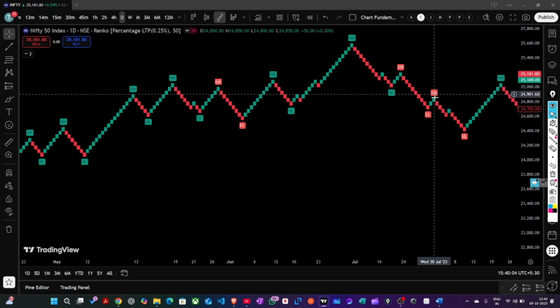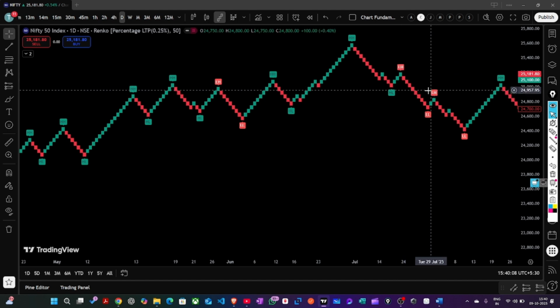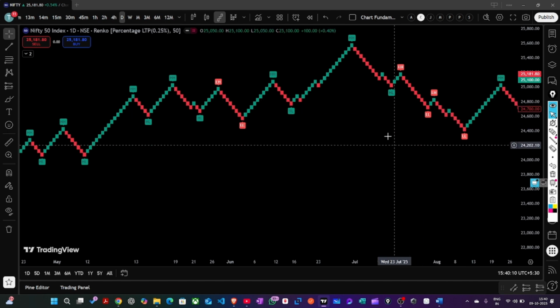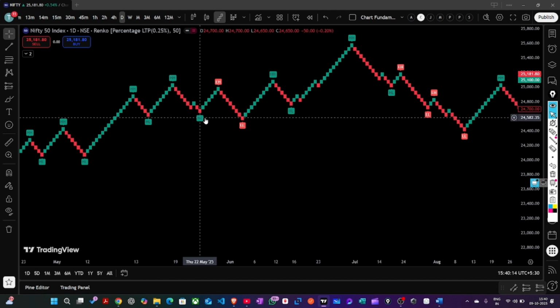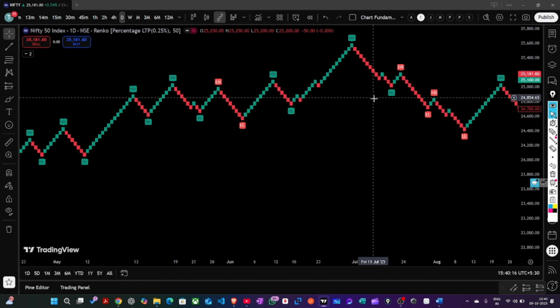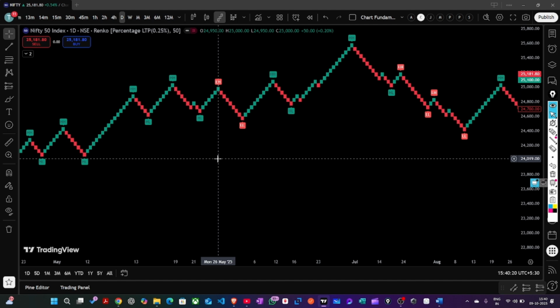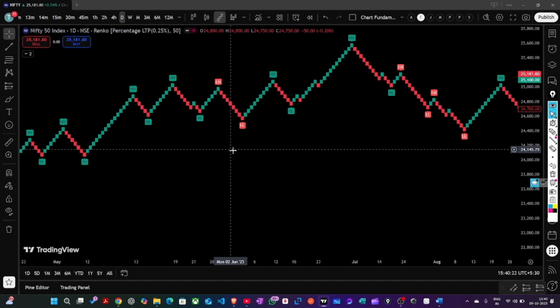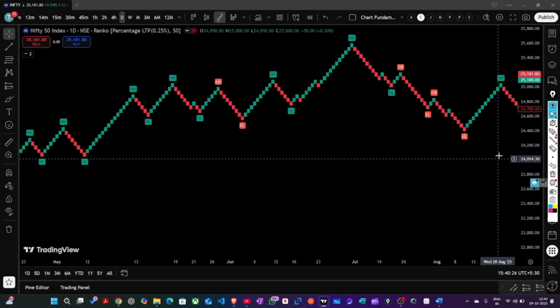Same with this high. So this high, when you compare it with the previous high, is lower. So this again became a lower high. So if you look at this, now I am clearly understanding the structure in which the market is moving. So if it is making higher highs and higher lows, it is moving in an uptrend. If it is making lower highs and lower lows, then the market is moving in a downtrend.